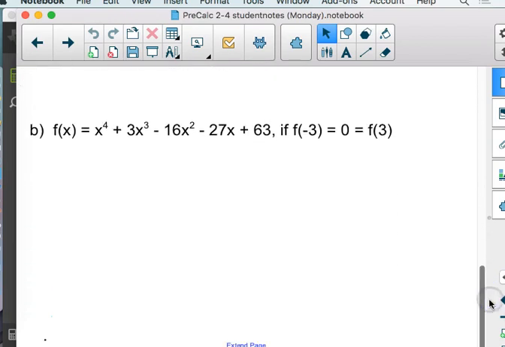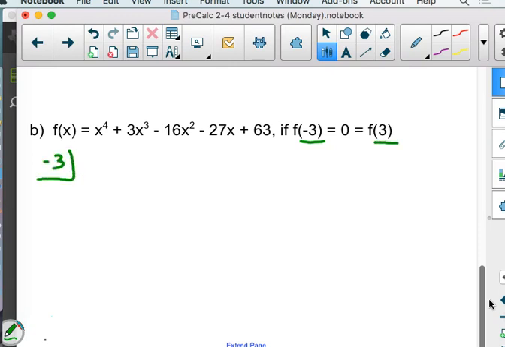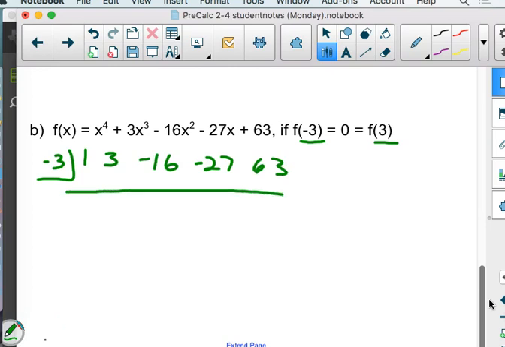We had the first one, which wasn't too bad, and then we get this one. It says f of x equals x to the fourth plus 3x cubed minus 16x squared minus 27x plus 63, if f of negative 3 is 0 and f of 3 is 0. Well, that's a huge hint right there. They're giving us two of these zeros. So what we want to do is use synthetic division to whittle this down to a quadratic and see what we have. We have 1x to the fourth, 3x to the third, negative 16x squared, negative 27x, and 63. None of those terms are missing, so we don't have to put any zeros for spacers.